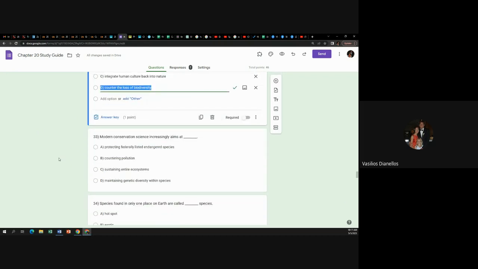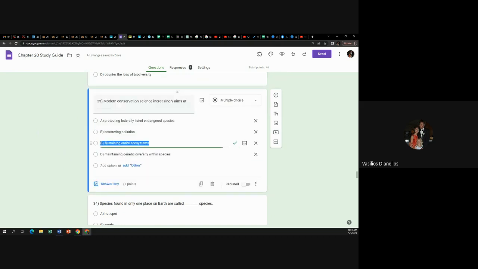Modern conservation science increasingly aims at what? Countering biodiversity, sustaining entire ecosystem, maintaining genetic diversity. Maintaining genetic. Oh, no. Yeah, I'm definitely not asking this one. Then those two are too close. Even I got this one wrong. So 33 won't be on there.